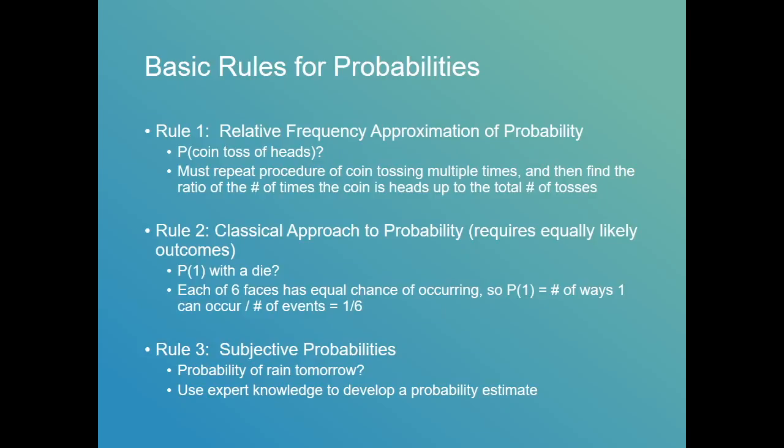And the last basic rule is subjective probabilities. This is talking about what's the probability of it raining tomorrow, or what's the chance that it's going to snow next week. Here's where you would use your expert knowledge as a meteorologist to develop some probability estimate. This is less relevant to what we'll be discussing, so I don't give a lot of examples on it. As I'm sure you know about weather predictions and things like that, this is the type of probability they're using.